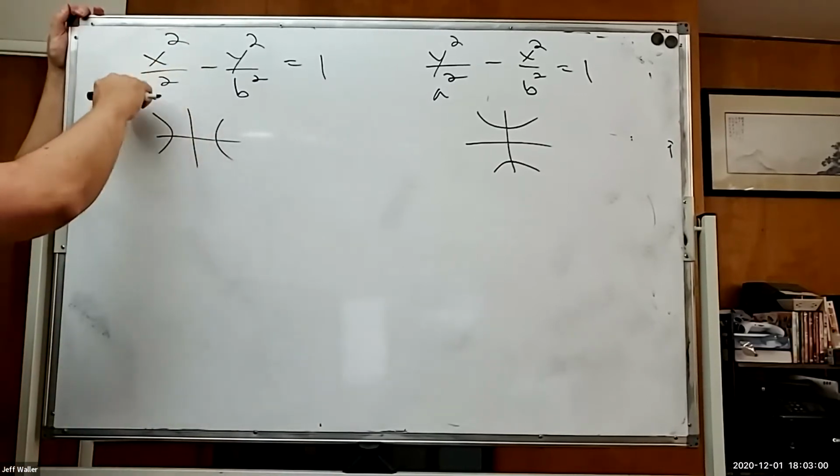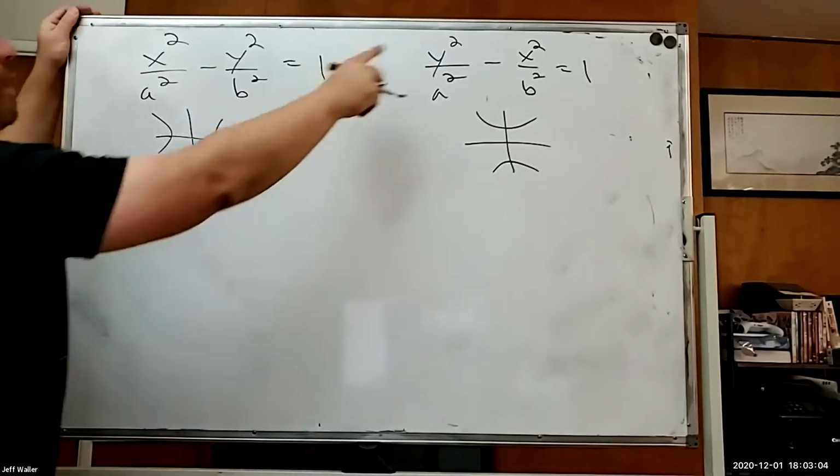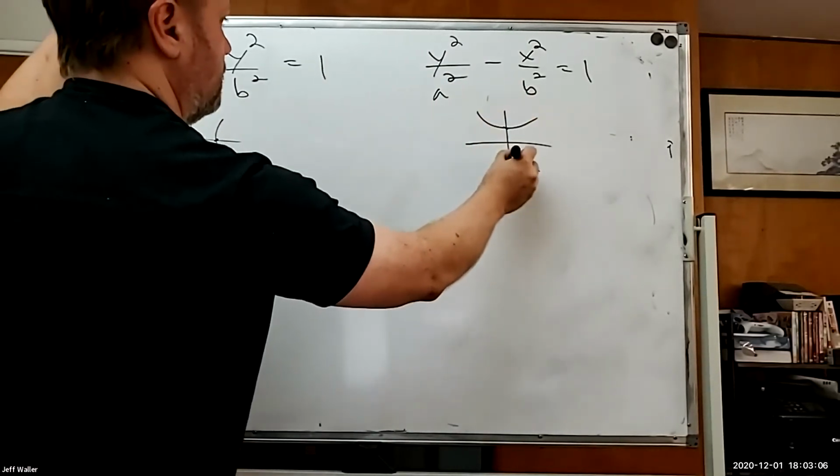If the x piece is positive, it sits on the x-axis. It's going to have x-intercepts. And if the y piece is positive, it sits on the y-axis. It's going to have y-intercepts.